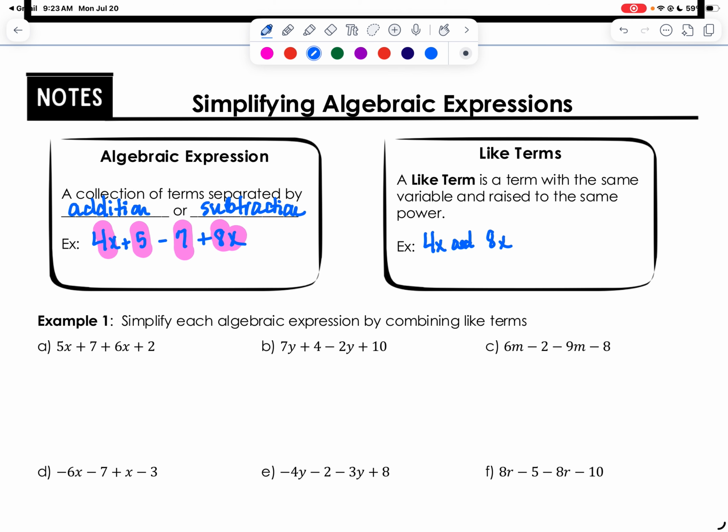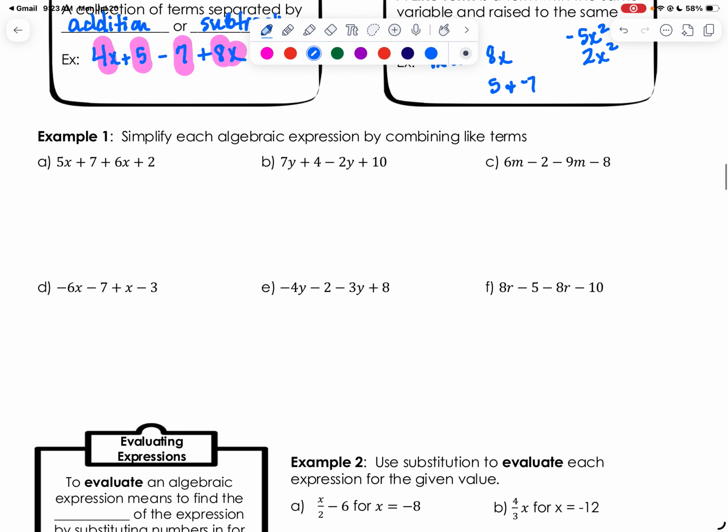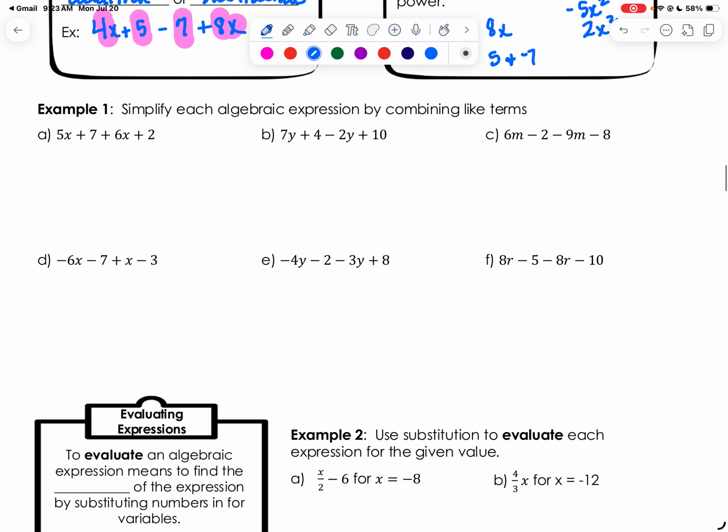Say we had negative 5x squared and 2x squared. Those are also like terms because we both have the variable x. They're both raised to the 2 power. In our first example, we have 5 and negative 7. Those are like terms because neither of them have a variable. So they're called constant terms. They're like terms.